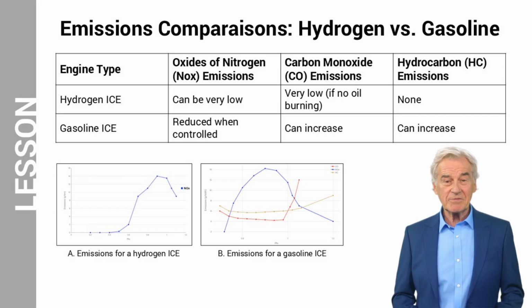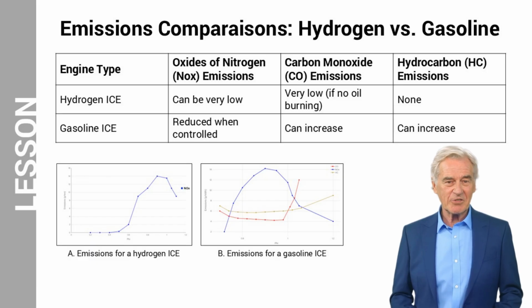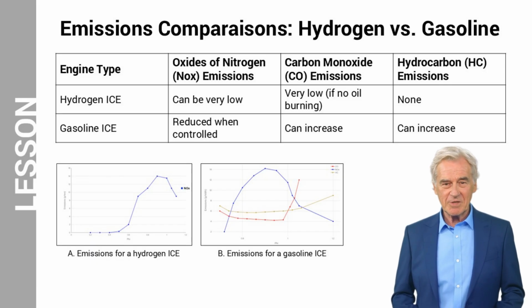This table compares emissions from hydrogen internal combustion engines and gasoline engines. Hydrogen internal combustion engines can produce very low levels of oxides of nitrogen, carbon monoxide, and hydrocarbons when properly maintained and controlled. Gasoline internal combustion engines can reduce oxides of nitrogen, but doing so usually increases carbon monoxide and hydrocarbon emissions. The main reason hydrogen internal combustion engines avoid hydrocarbon emissions is that hydrogen does not contain carbon.